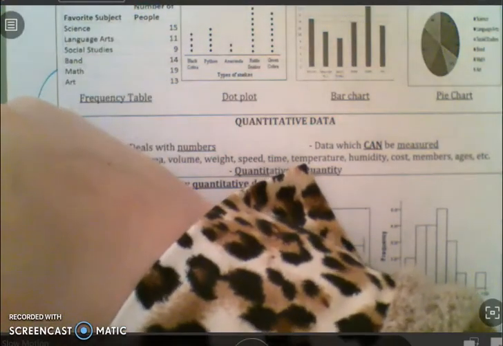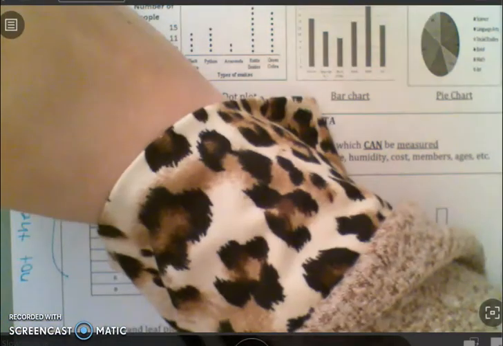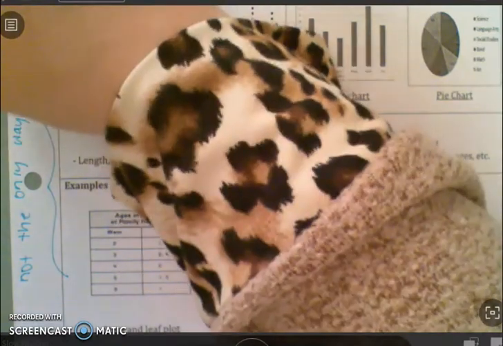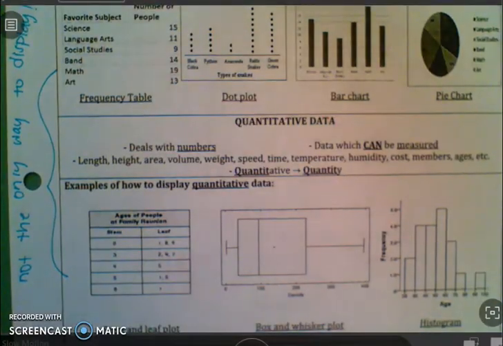So it's not the only way to display. So just know that you could see it other ways as well. These are just the most common ways to see them.